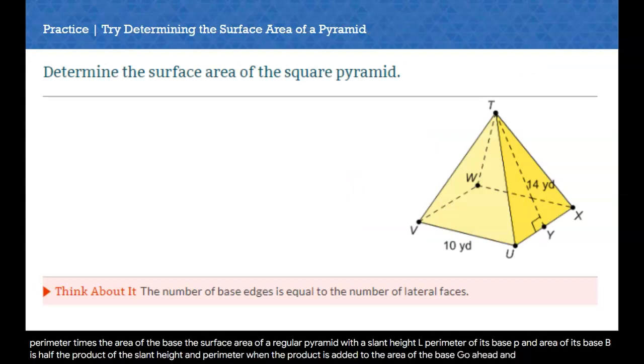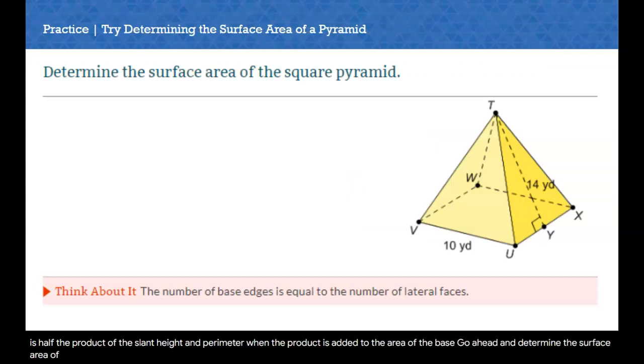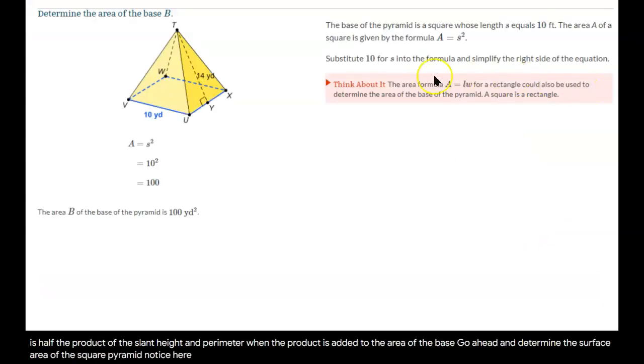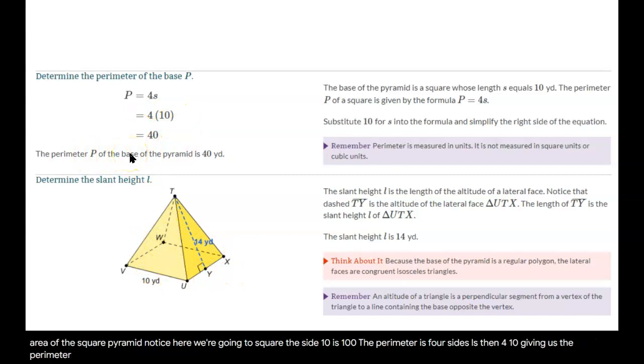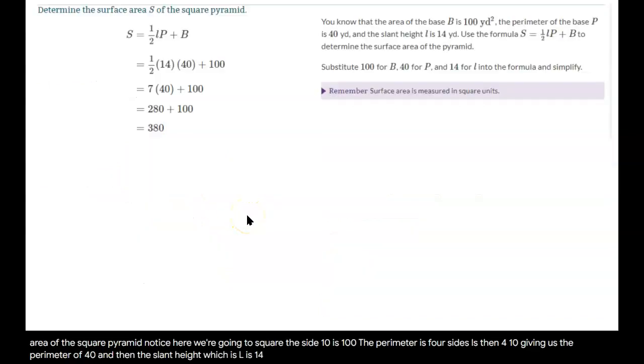Let's go ahead and determine the surface area of the square pyramid. Notice here, we're going to square the side. 10 squared is 100. The perimeter is 4 sides, which is then 4 times 10, giving us the perimeter of 40. And then the slant height, which is L, is 14 yards.